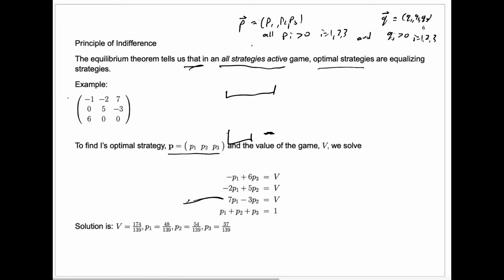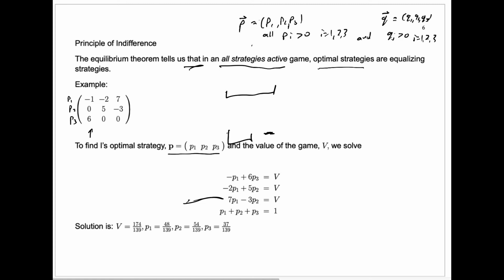For player 1, P1 is the probability for row 1, P2 is the probability for row 2, P3 is the probability for row 3, and we ask, what's the expected return if player 2 plays column 1? Well, it would be -1 times P1 plus 6 times P3. And if we're going to have this be an equalizing strategy, that should equal the value of the game V, which we don't know, but that should be true if this is an all strategies active game, and we've already learned the equilibrium theorem.